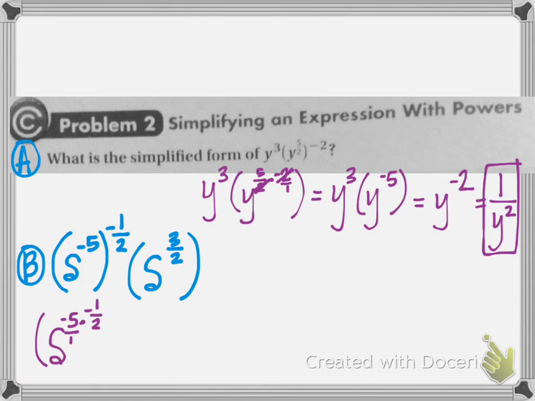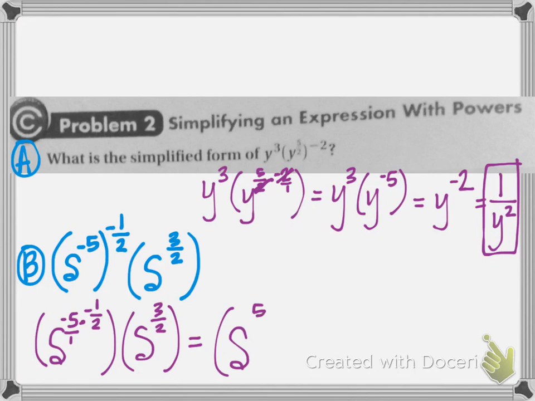You can put the 5 over 1 if it makes you feel more comfortable. Don't forget the rest of the problem. Negative 5 times negative 1 is 5. 1 times 2 is 2. So it's 5/2 times S to the 3/2.